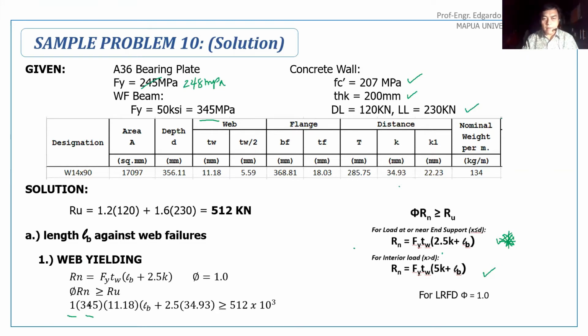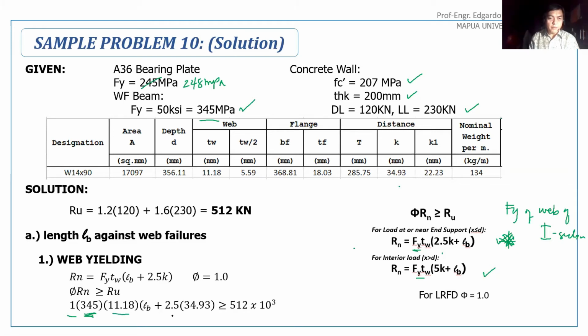Now, anong Fy yung ginagamit natin dito by the way? Okay, so this should be Fy of the web of the I section. Bakit Fy ng web of the I section? Kasi, di ba this is web yielding? So, ibig sabihin, yung nag-yield is yung web. Kaya dapat yung Fy ng web ang ilalagay natin, which is 345. So, ito, Fy ng web ng wide flange beam. Tapos ito yung thickness of the web from the table.